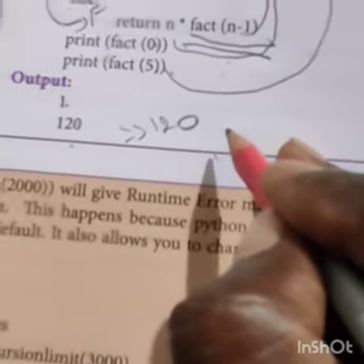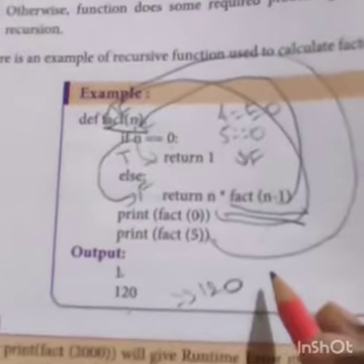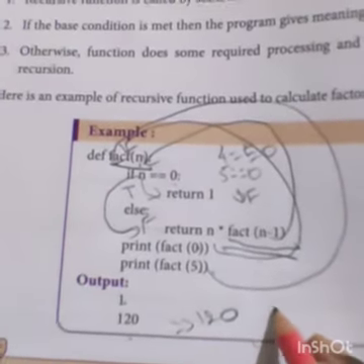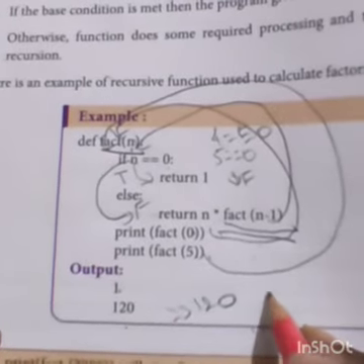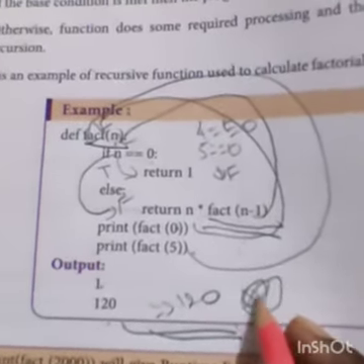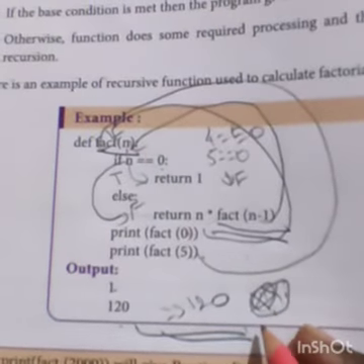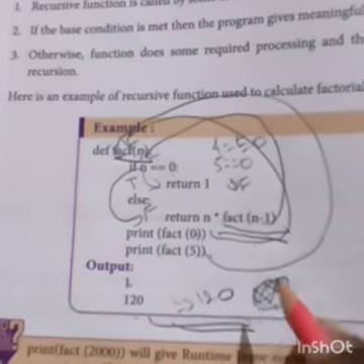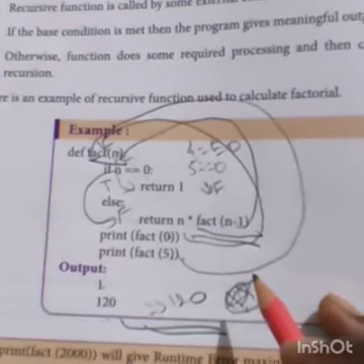Are you clear, students? So this is a recursive function. So this chapter is over. This chapter is very important, so read it very carefully. Okay. Thank you, students.